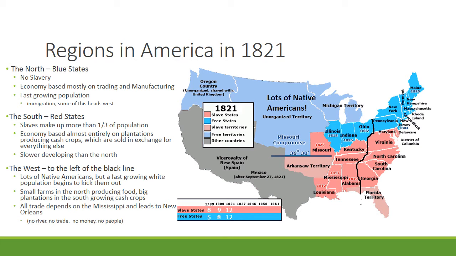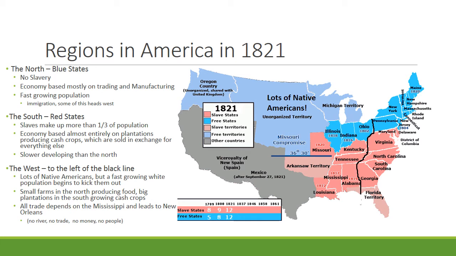So they don't really do a whole lot of farming in the North. Their economy is based mostly on trading and manufacturing. They build ships, they have big ports, and they make good stuff, which they can then sell to other people. You start to see big factories popping up in places like Massachusetts and Pennsylvania.